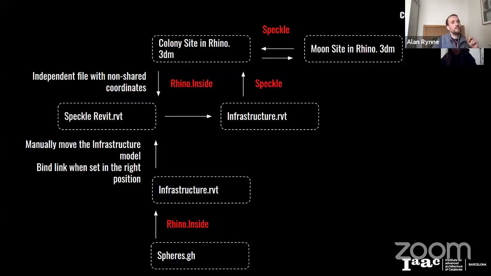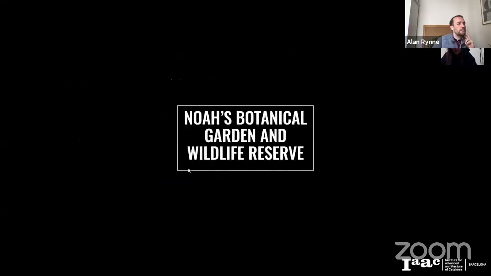And since the spheres Grasshopper file was picking up on the room coordinates in the Revit file, the spheres were also created in the correct spot and were sent in the sphere stream. And from there, it was sent to the whole colony. So yeah, that was all. Thank you very much.